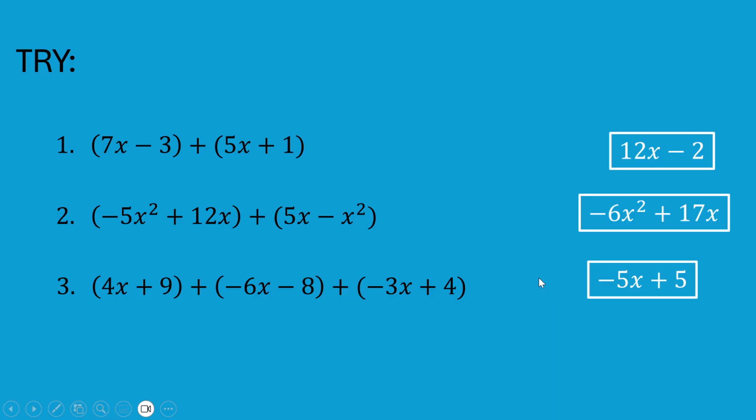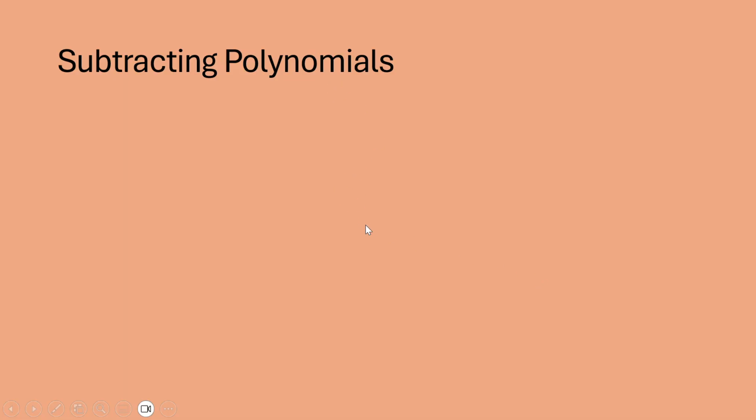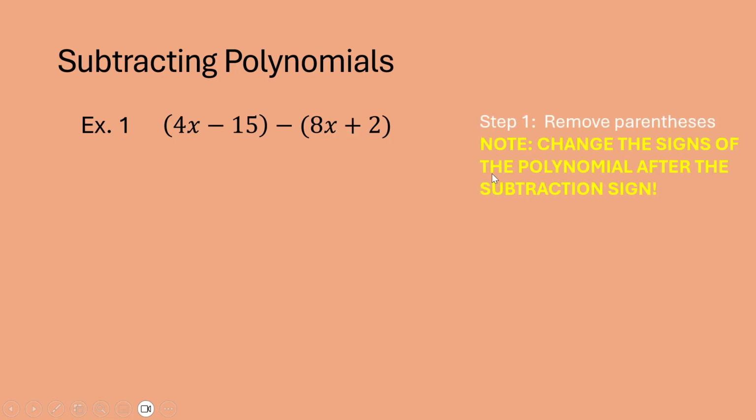All right, let's take a look at subtracting polynomials. Let's take a look at this first example. Step 1, remove parentheses. Except now there's this extra step that you're going to do. You're going to change the signs of the polynomial that comes after the subtraction sign. So here's your subtraction sign, and here's the polynomial that comes after the subtraction sign. So the signs of these terms will change.